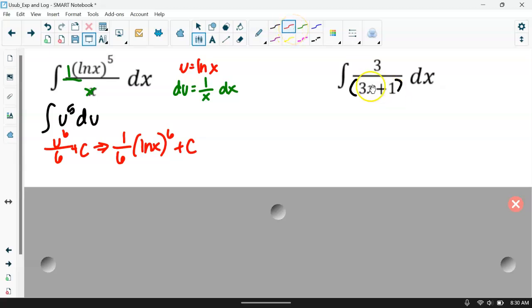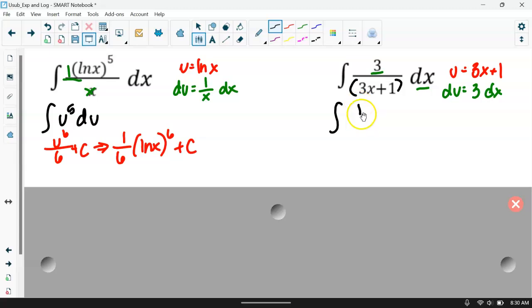In this case, we need this to be like one expression, right? So u is equal to 3x plus 1. Now we find the derivative. Derivative is 3 dx. Do we have 3 dx? Yes, 3 dx. Now, be careful, right? Because this is not just u, dx or du. Because notice how 3x plus 1 is in the denominator.